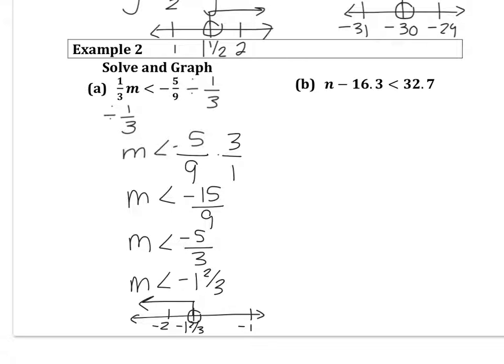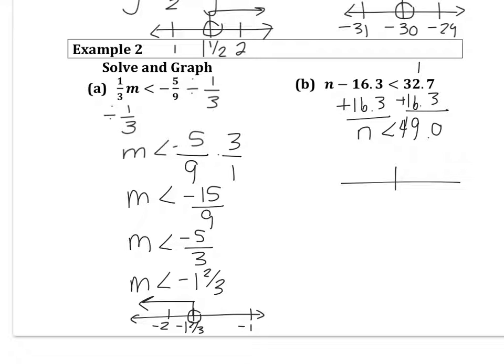And then the last one, we're actually going to finish off with an easier one. We're going to add 16.3 to both sides, the opposite of subtracting 16.3. When I isolate the variable, we want n by itself. So we have carry the 1, 9, 49. n is less than 49. And we're going to have 49 on here. We're going to have 50. And we're also going to have 48. Open circle, and it's less than 49, so pointing towards the 48. All right, thank you.